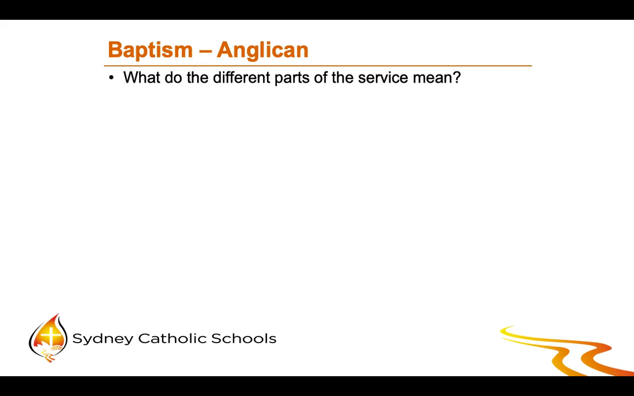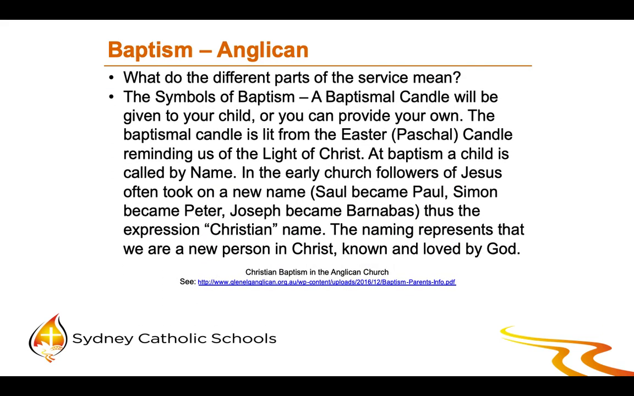What do the different parts of the service mean? For example, the symbols of baptism. A baptismal candle will be given to your child, or you can provide your own. The baptismal candle is lit from the Easter or the Paschal candle, reminding us of the light of Christ. At baptism, a child is called by name. In the early church, followers of Jesus often took on a new name. Saul became Paul, Simon became Peter, Joseph became Barnabas. Thus the expression, Christian name. The naming represents that we are a new person in Christ, known and loved by God.